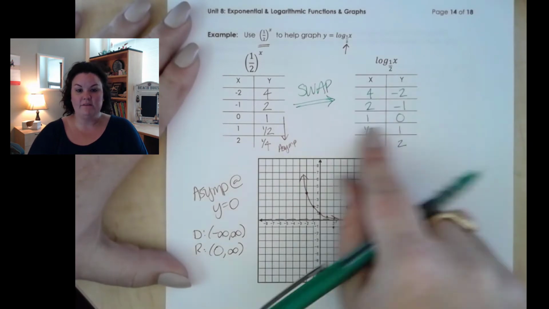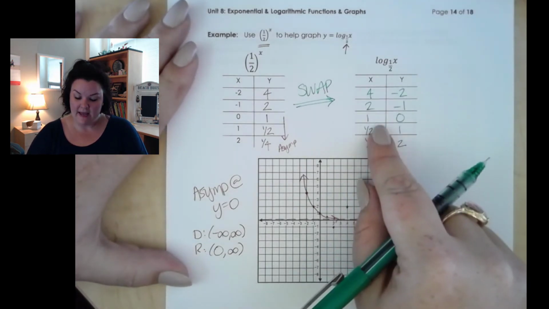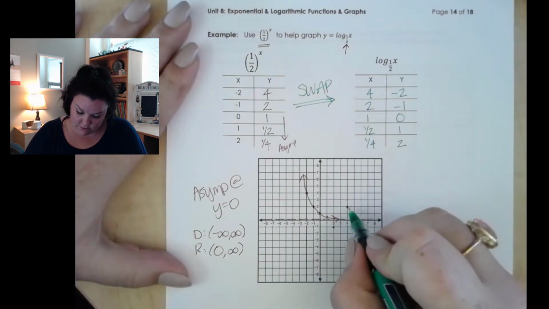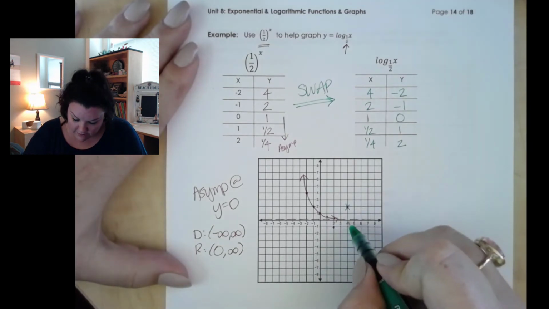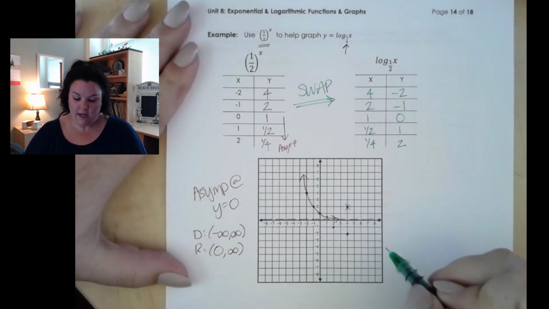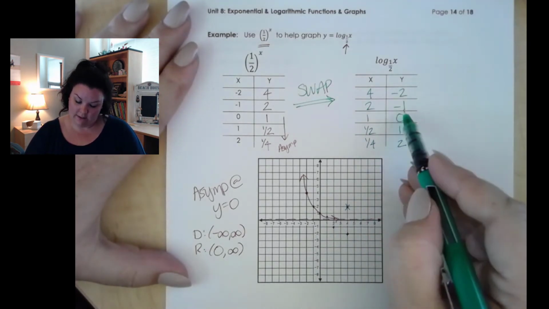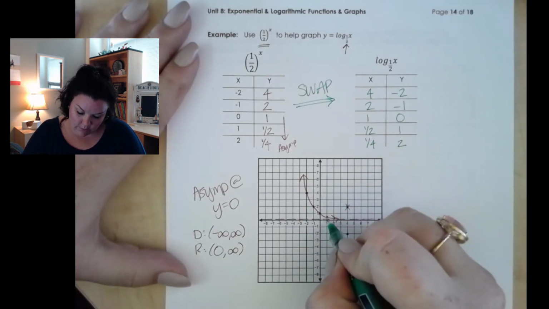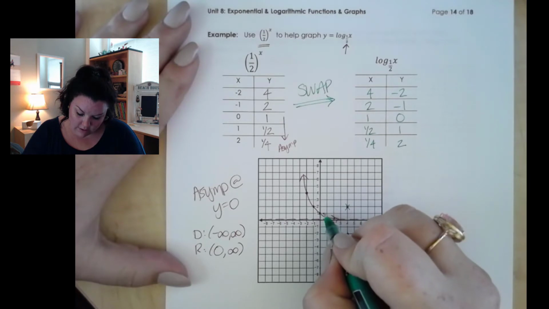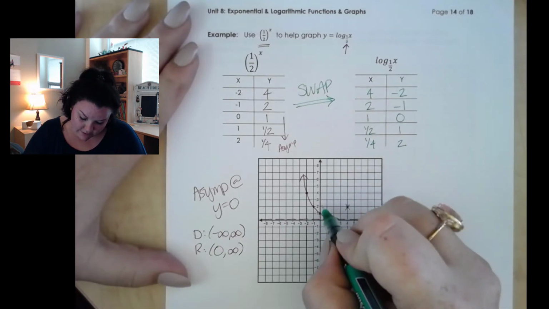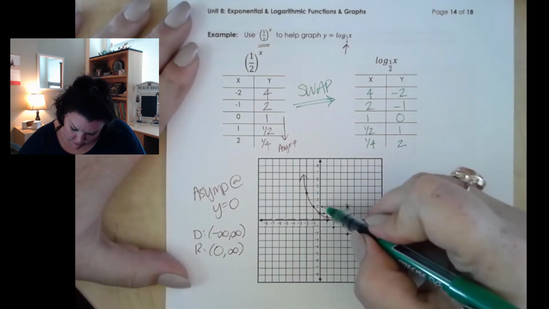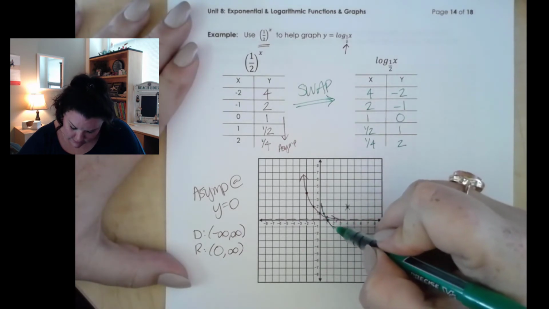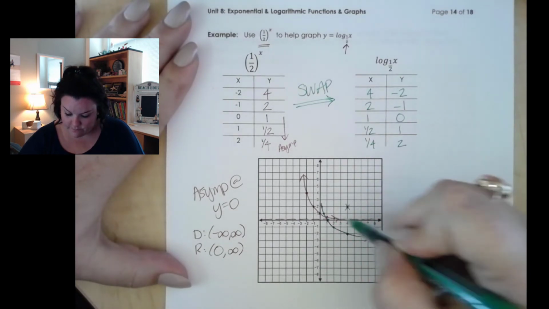All right, so now that we have those points, let's go ahead and graph them. At 4, we're down at -2. Sorry, ignore that one. At 4, we're down at -2, not +2. At 2, we're at -1. So (2, -1). At 1, we're at 0. At 1/2, we're up at 1. And at 1/4, we're up at 2. So you can see we get this nice log shape.